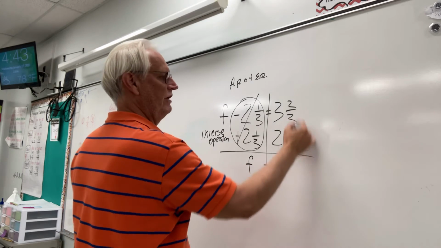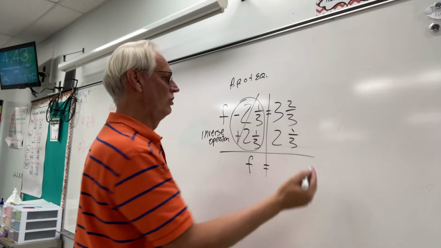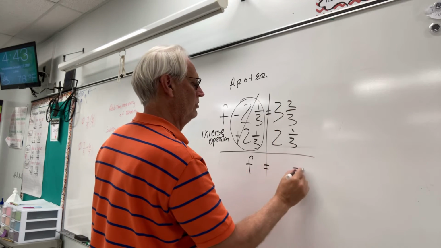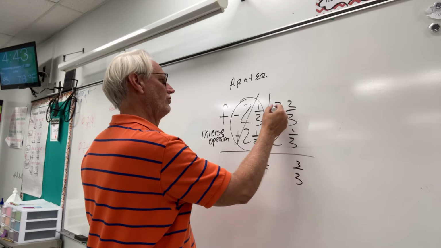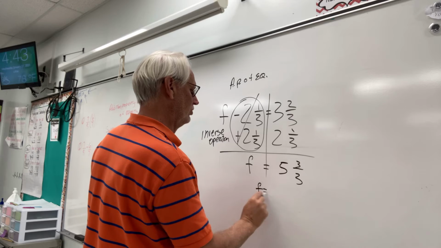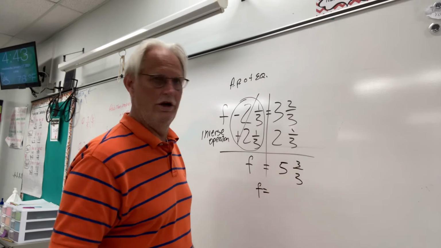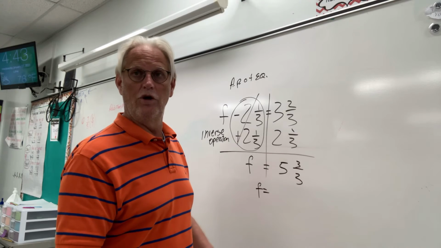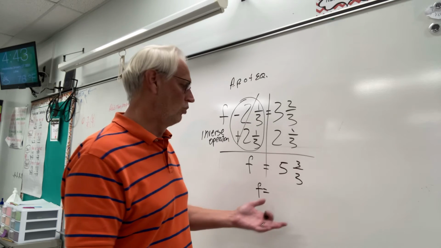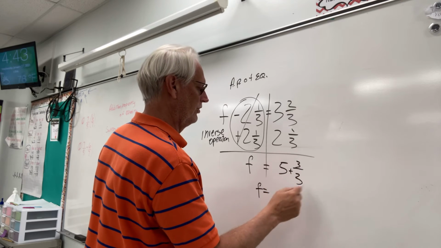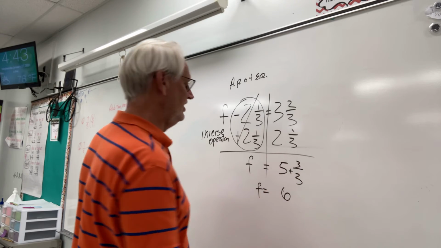Now my denominators are the same here, so we got lucky on this one. So my denominator is 3, 2 plus 1. My numerator is 3. So 3 plus 2 is 5. So my answer is really 5 and 3 over 3. But this 3 over 3 is the same as 1, right? 3 over 3, 3 divided by 3 is 1. So 5 plus 3 over 3 is going to give us 6.